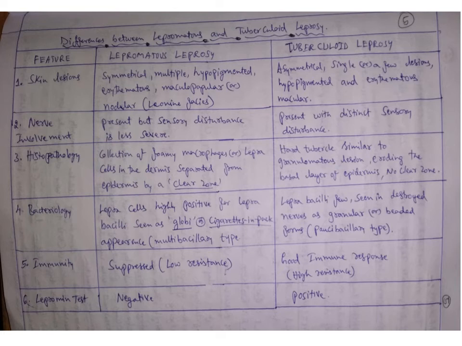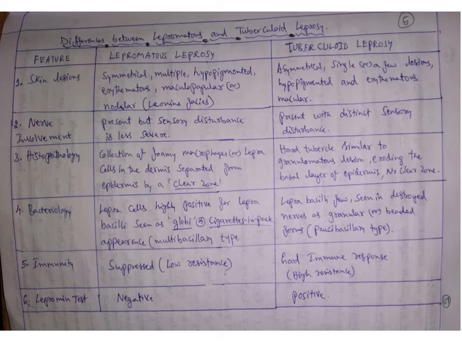Nerve involvement is present in both lepromatous and tuberculoid leprosy, but sensory disturbance is less severe in lepromatous, whereas sensory disturbance will be more in tuberculoid leprosy. Then histopathology: lepromatous has a collection of foam macrophages, lepra cells in the dermis separated from the epidermis by a clear zone. So the clear zone is there between the dead cells and the living cells. Tuberculoid leprosy has hard tubercles similar to granulomatous lesions eroding the basal layer of the epidermis, with no clear zone. So no clear zone in tuberculoid leprosy, whereas clear zone in lepromatous leprosy.